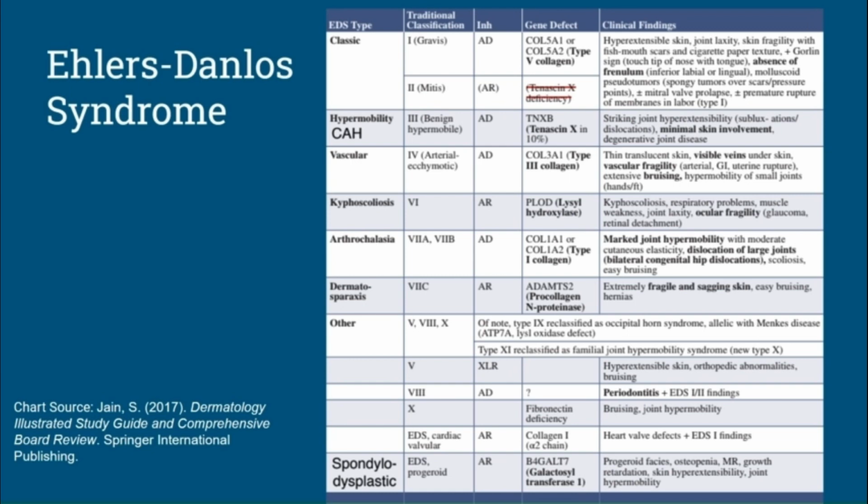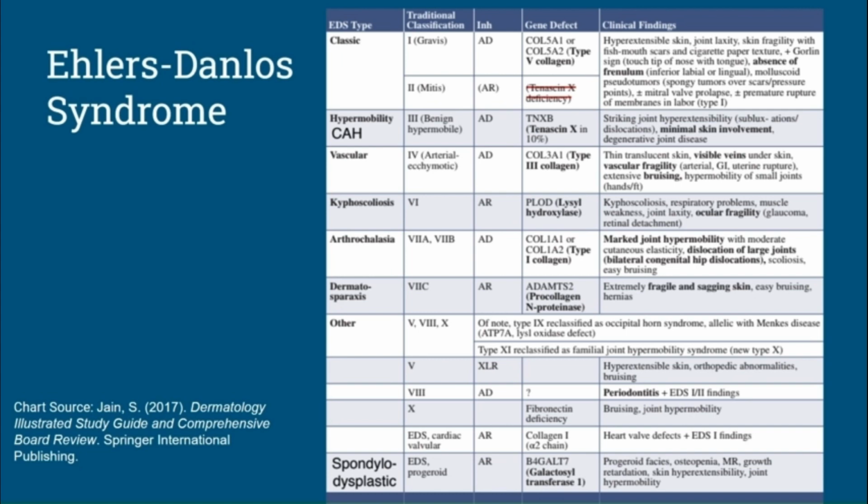Kyphoscoliosis type, just know with this type, the PLOD gene, autosomal recessive, where you have weakness in muscles, joint laxity, and ocular fragility. That's the key with this type. There's an ocular fragility component to this. Arthrochalasia, collagen 1A1 and 1A2. Notice that those are bone things and joint things, so then bones and joints are going to be more affected in this than the others in terms of damage.